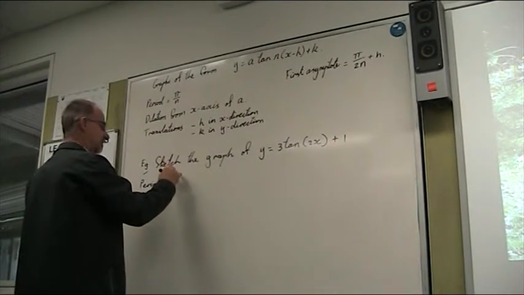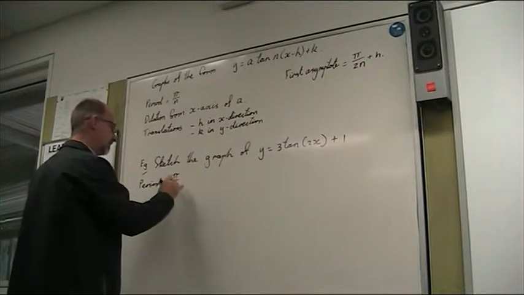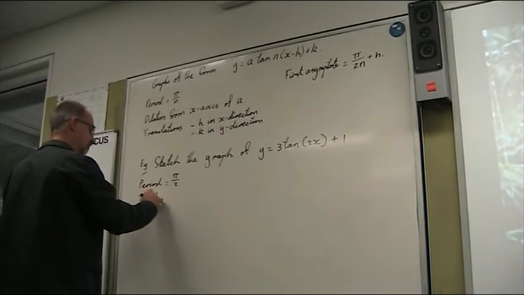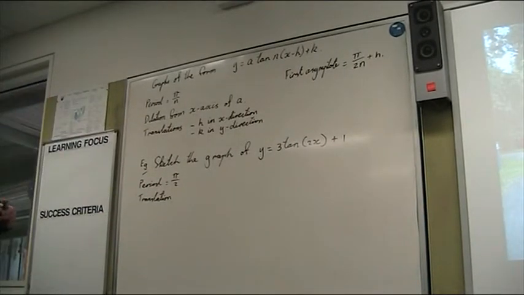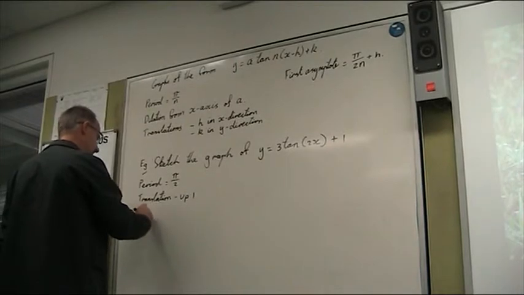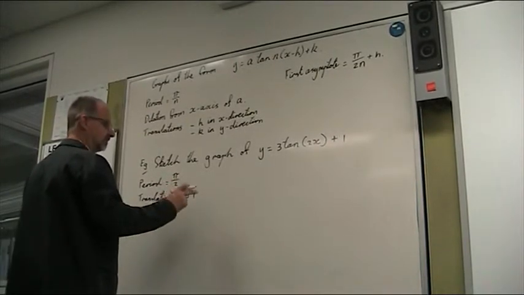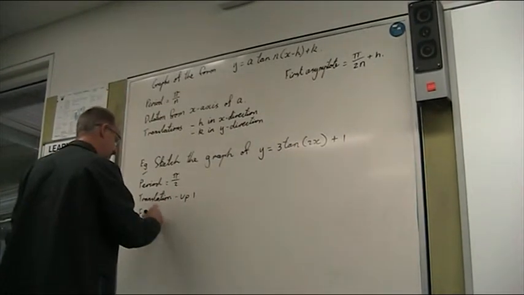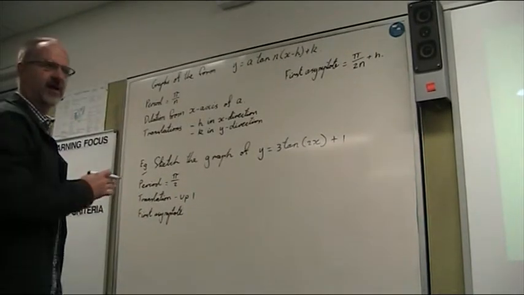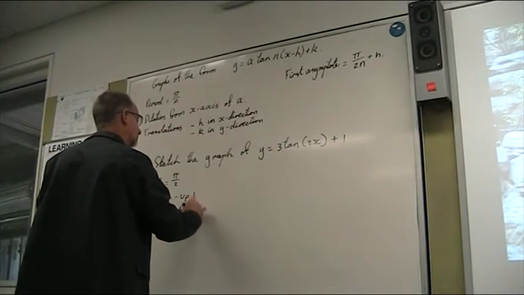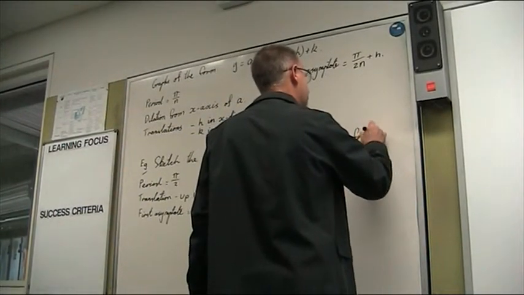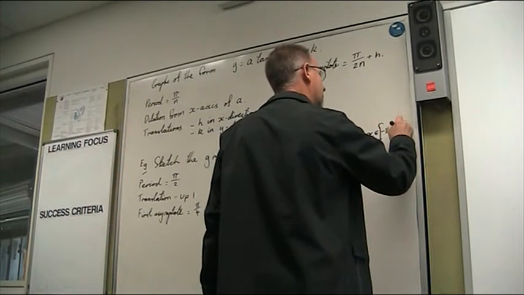Alright, so the period on this one is pi over n, and n is 2, so pi on 2. We have a translation up 1. First asymptote: pi over 4 plus 1? No, it's pi over 4. If there's nothing there, there's no H, so we haven't translated left or right. And I left a bit off the end which says for x between negative pi and pi.